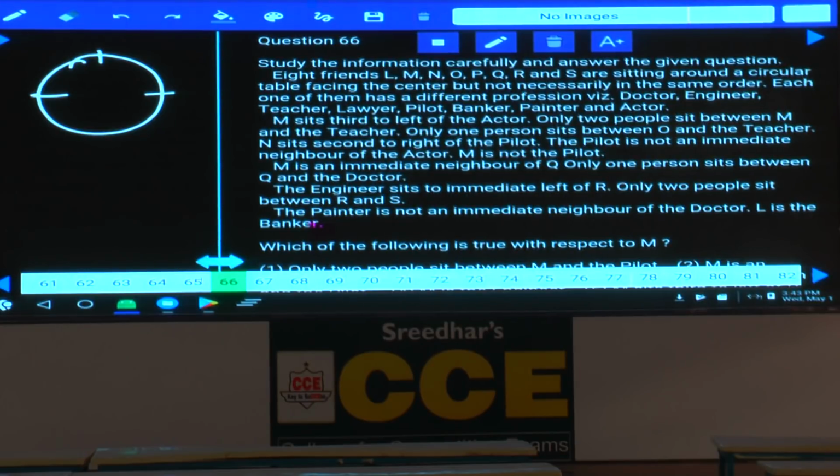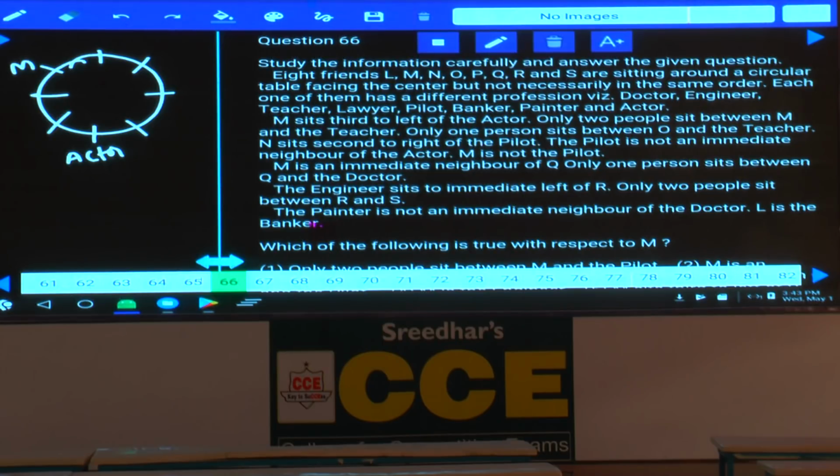On a circular table, and their professions are also clearly given here. M sits to the left of the actor, as all these persons are facing towards the center. Now we can fix one of the persons at this place, that is the actor. M sits to the left of the actor, which means M must be at this place.